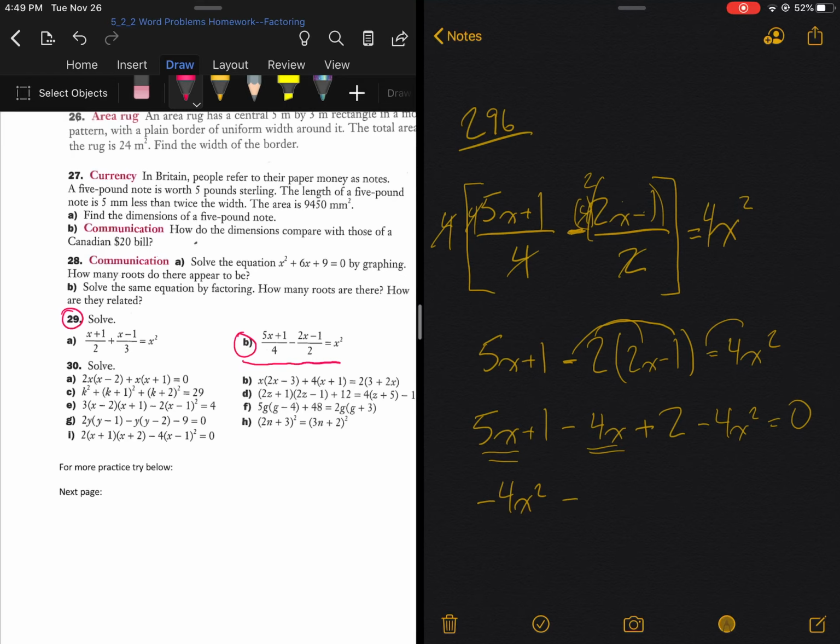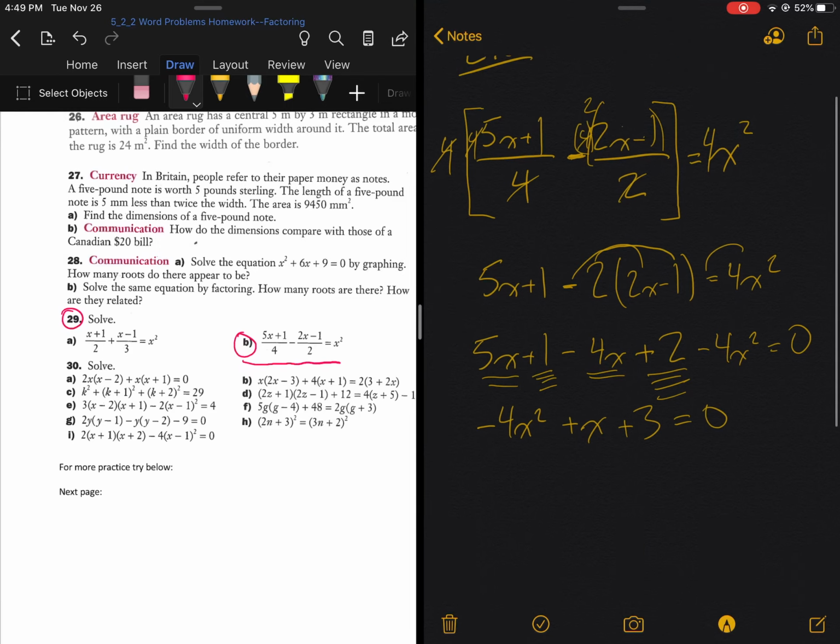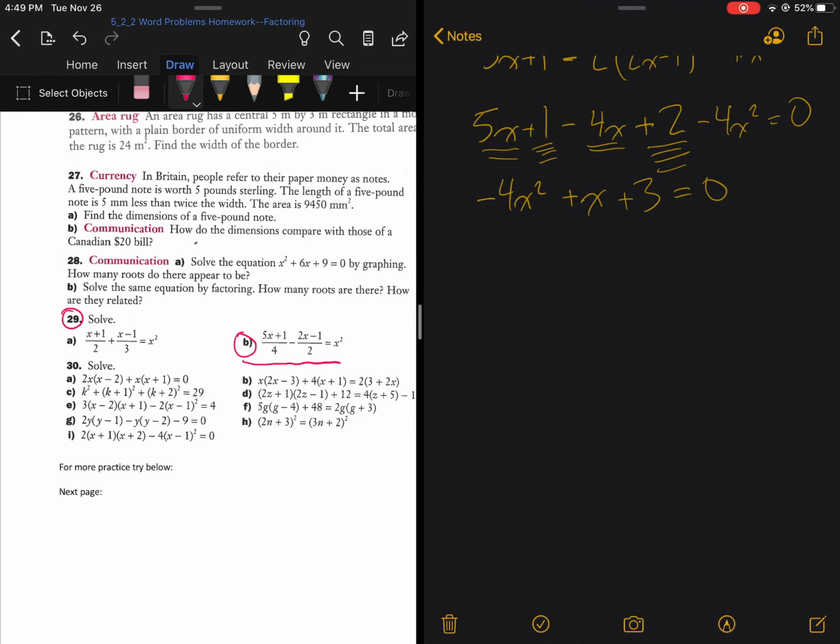All right, let's rearrange it. Minus 4x², then 5x and that 4x plus x, plus 1 plus 2 plus 3 equals 0.